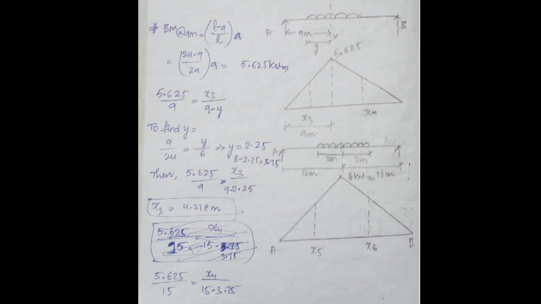So now we will find the ordinates for the bending moment. So x3 and x4, using similar triangles, we will find x3 and x4. 5.625 divided by 9 equals x3 by 9 minus y. But we don't know what y is here, the distance. So using similar triangles, we can write 9 by 24 equals y by 6. From here we will get y equal to 2.25. Then 5.625 divided by 9 equals x3 by 9 minus 2.25, you will get x3. We can find x4 in the same way. 5.625 divided by 15 equals x4 by 15 minus 3.75.